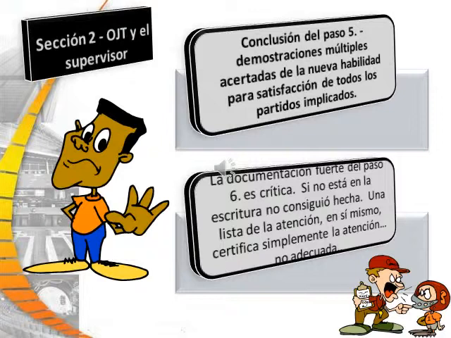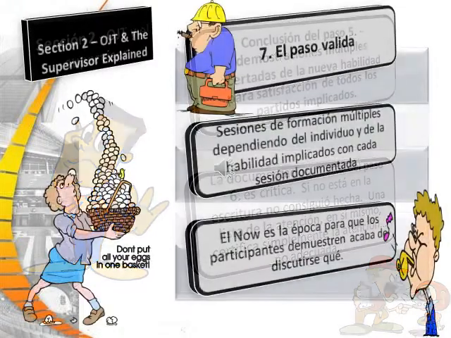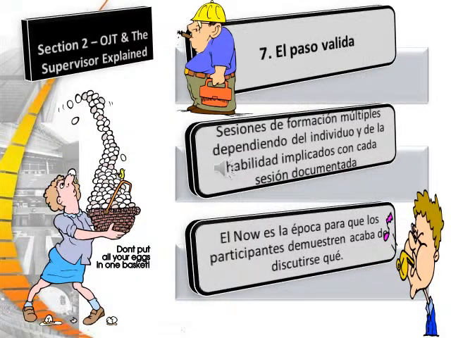Step 6 involves strong documentation. If it isn't in writing, it didn't get done. An attendance roster by itself, again, merely certifies attendance and is not adequate. Step 7 is validation. Multiple training sessions depend on the individual and skill involved, with each session documented.